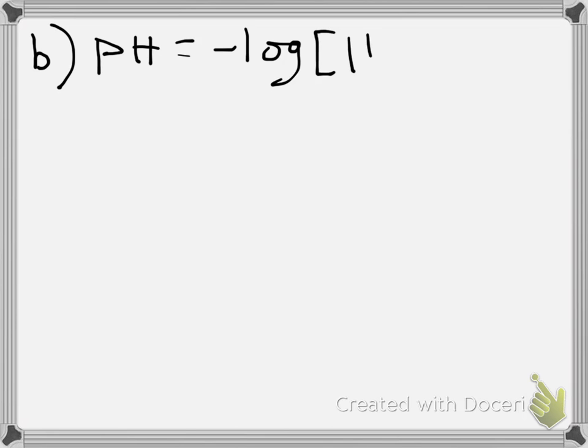Now what we're going to do is part B. We are going to calculate the pH of this solution. In order to do that, we need to know the hydrogen ion concentration because pH is the negative log of hydrogen ion. In order to find the hydrogen ion concentration of a weak acid, we have to set up a Rice table in order to figure out what that value is.